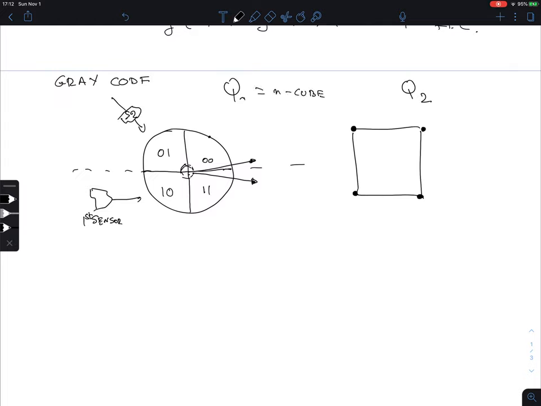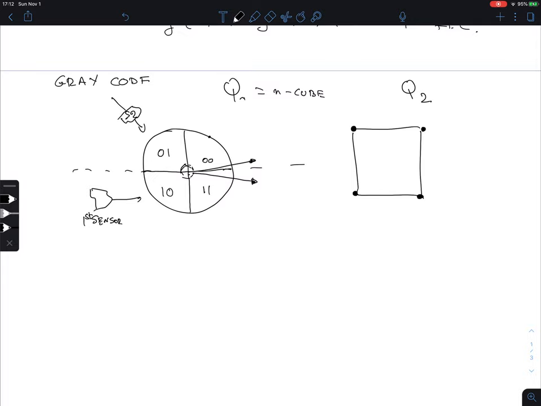The vertices are the vertices of this n-dimensional cube, which is hard to imagine, but this exists, and the edges are the edges of that n-dimensional cube. Now, of course, a two-dimensional cube is just a square. And so we have this. That's the situation. That's the graph. Q2 is this graph.